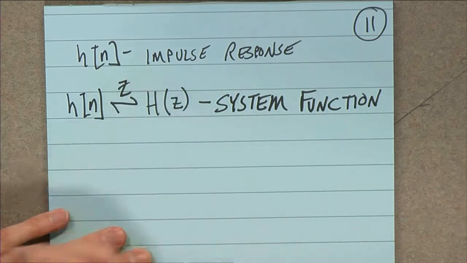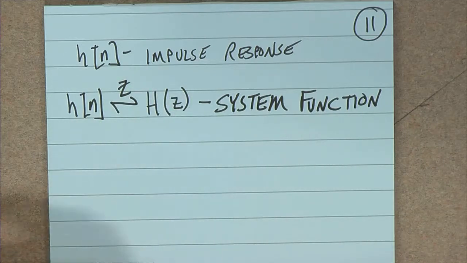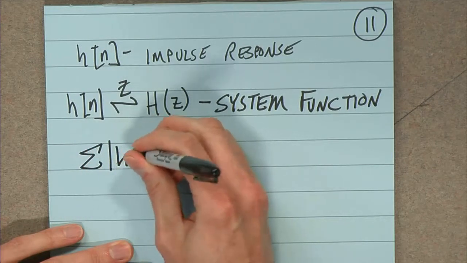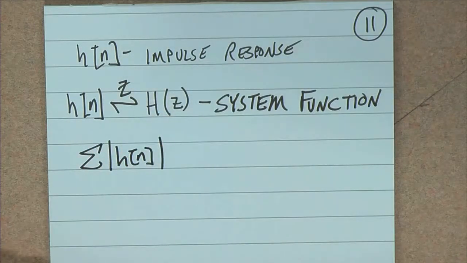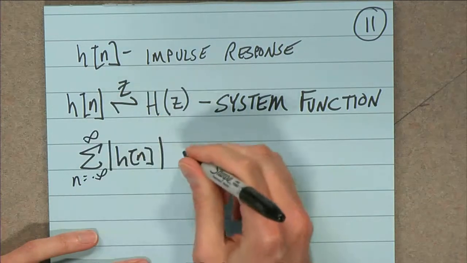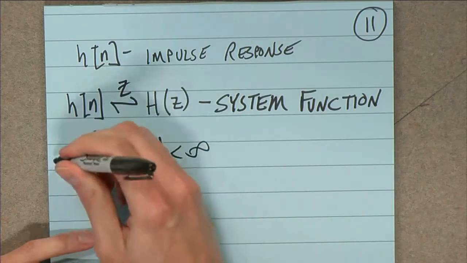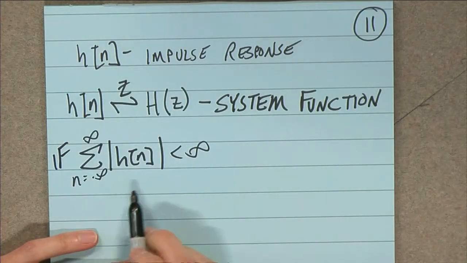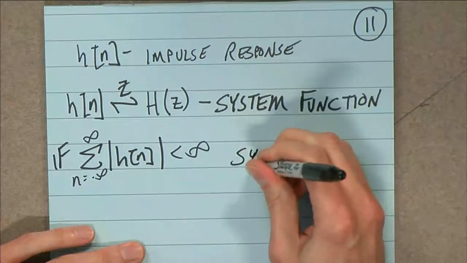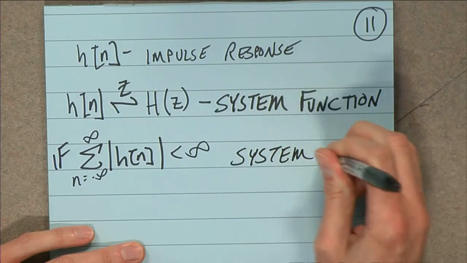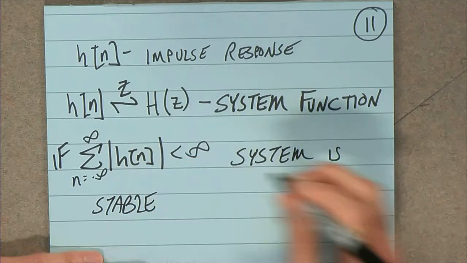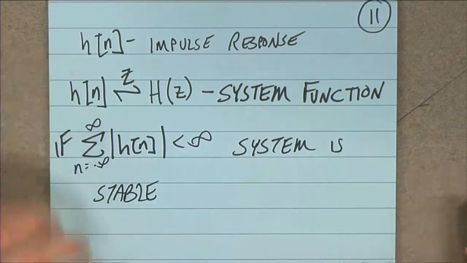Now, if you remember our criteria for a stable system, what was that? That was if you could sum up h[n], if it was absolutely summable. I guess we'll put all these on here. So if the impulse response is absolutely summable, the system it describes is stable. So that was a condition for stability of the system.